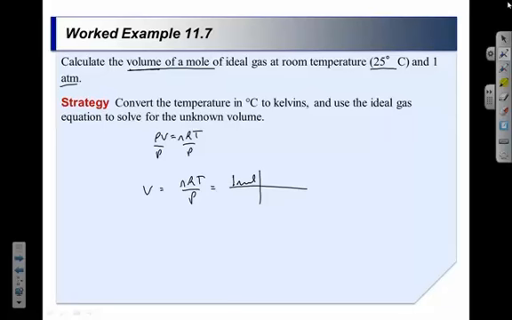Don't just throw the numbers in. Because if you throw the numbers in and you don't have the right units and they're not canceling properly, you won't necessarily see that and you might get the answer wrong. The units have to cancel. If I'm solving for volume, the volume units better be the only units left. Everything else better cancel. So I'll plug in R.